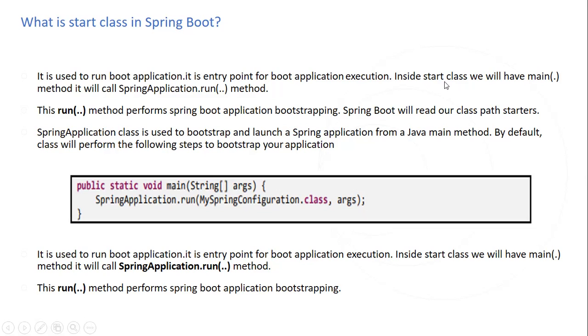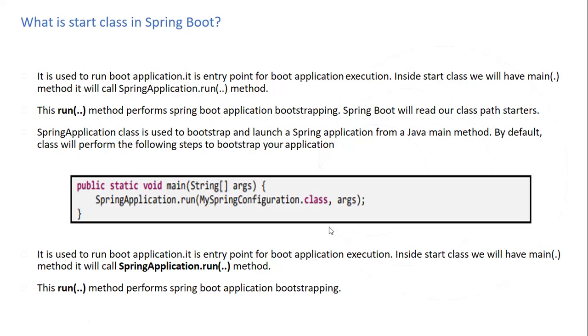Inside the start class, we will have the main method. It will call the SpringApplication.run method. The run method actually performs Spring Boot application bootstrapping. Inside the run method we have the logic where we are performing Spring Boot application bootstrapping. So Spring Boot will read our classpath starters, and the SpringApplication class is used to bootstrap and launch a Spring application from the Java main method.